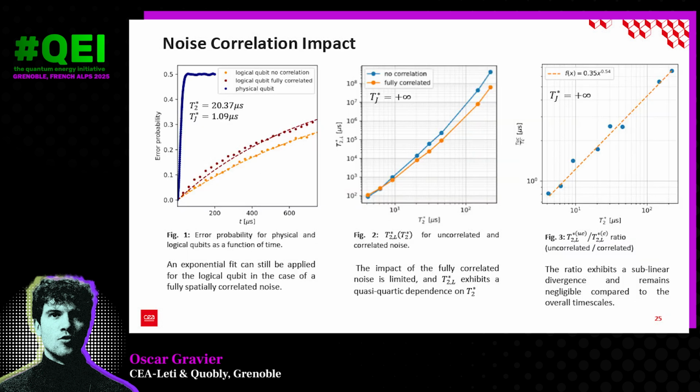First, it doesn't change the exponential decay, and we still have an exponential decay. Then, if we look at T2L star as a function of T2 star, we still have a quasi-quartic dependency. So the impact is not that big and is not the same case as in other papers. And if we look closer at the ratio, we see that it diverges, but with a sublinear divergence. So it diverges very slowly, and it's not impacting error correction that much.